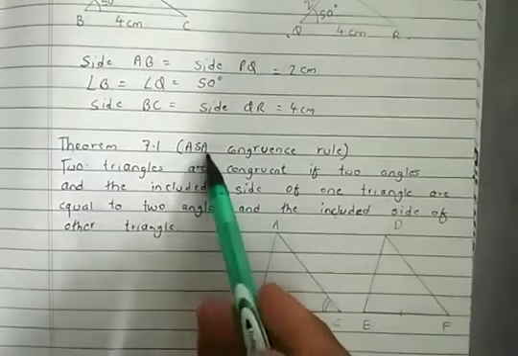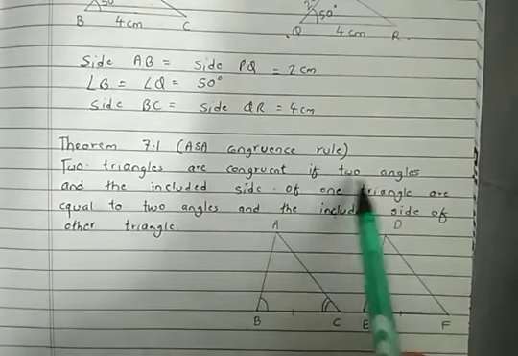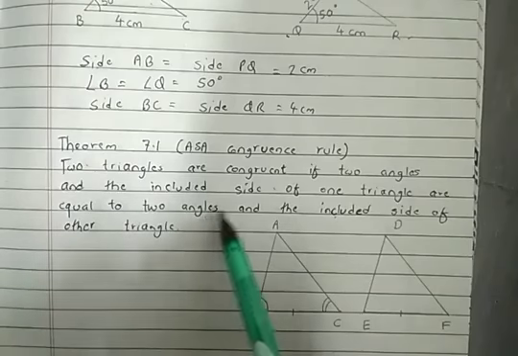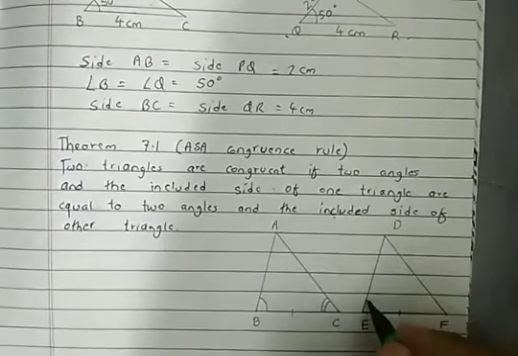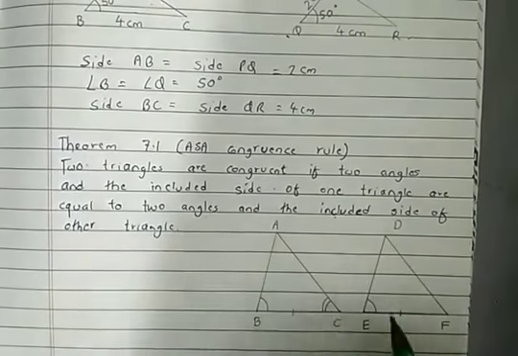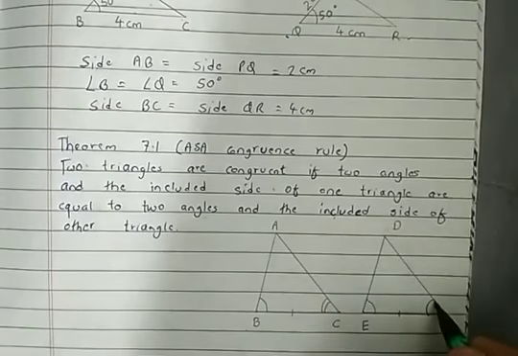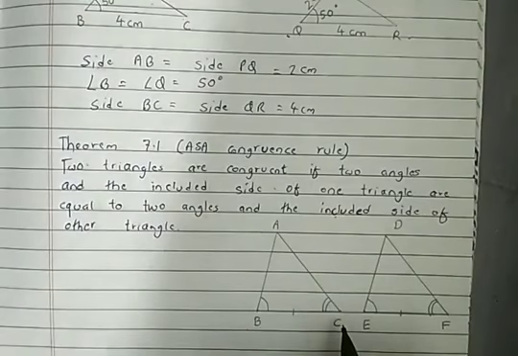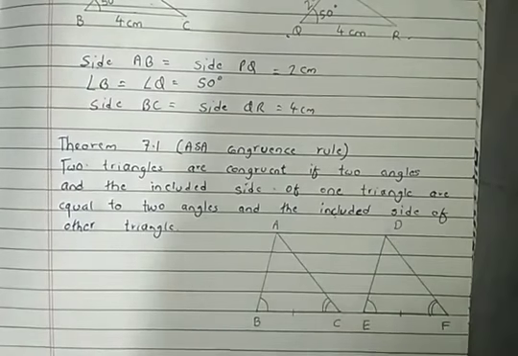Now let's learn about angle side angle congruency rule. What does it say? Two triangles are congruent if two angles and the included side of one triangle are equal to two angles and the included side of the other triangle. What does this mean? Angle B is equal to angle E, right? Both are different triangles, and angle C of triangle ABC is equal to angle F of triangle DEF, right? And the included side, for example BC side is equal to side EF. So you can say that these both triangles are congruent triangles by which theorem? Angle side angle theorem, right?